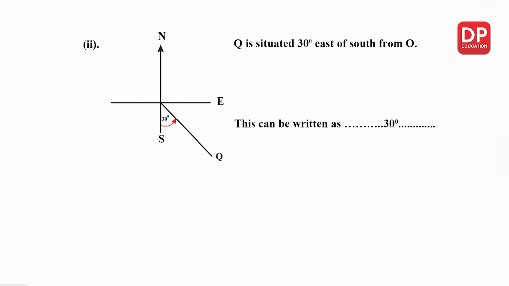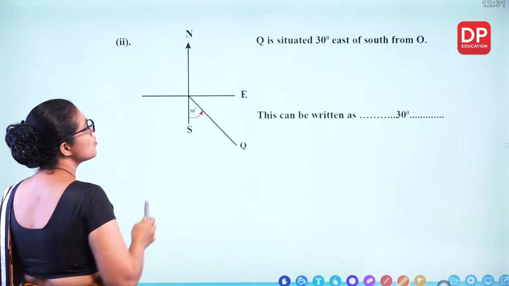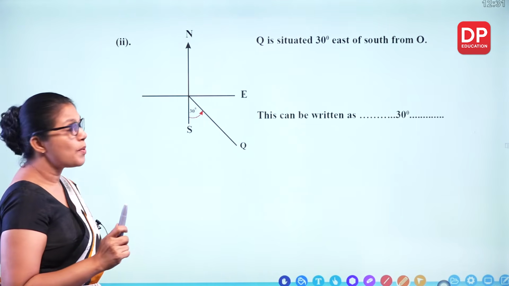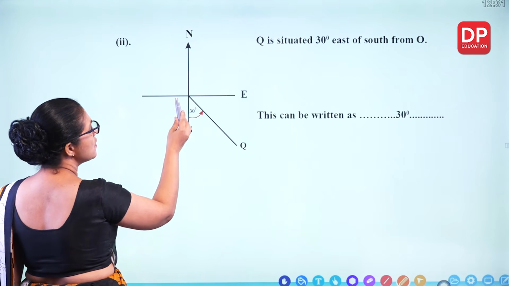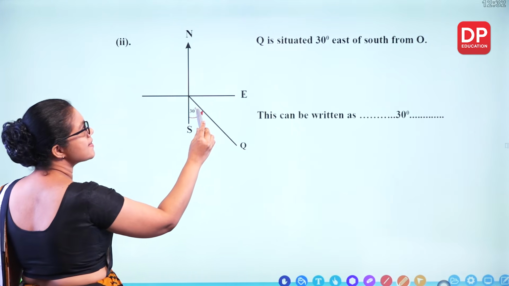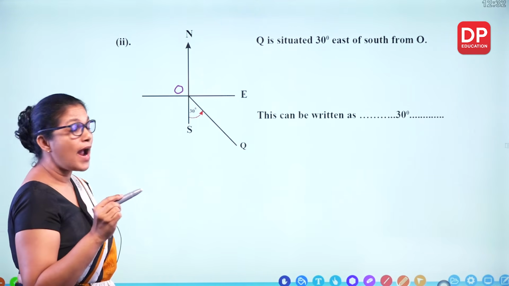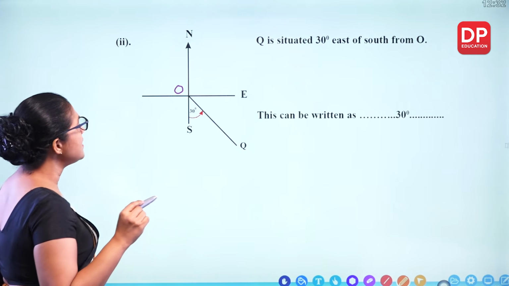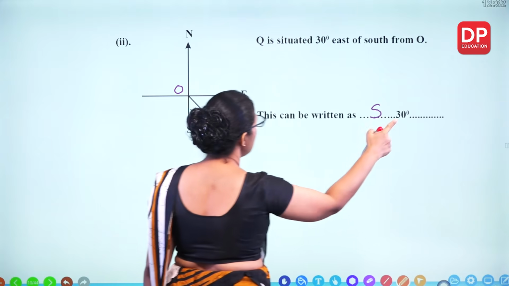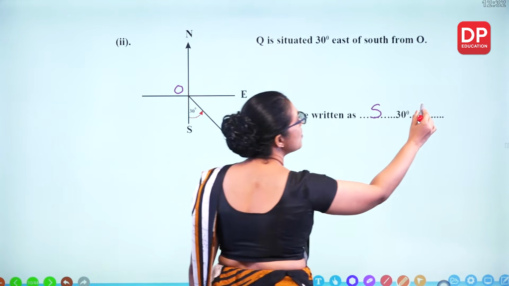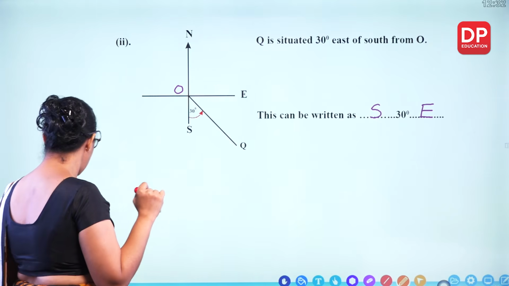This one, Q. From south, this is 30 degrees. So how can we write this down? Q is situated 30 degrees east of south. That means from south, 30 degrees towards east from O. This is the origin point. So how can we write this again? What's the starting value? South. South 30 degrees towards east. So S 30 east. You can write it like that.